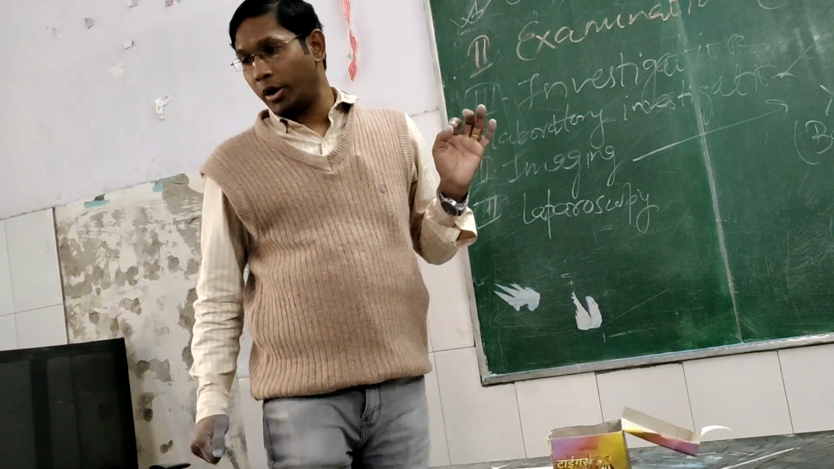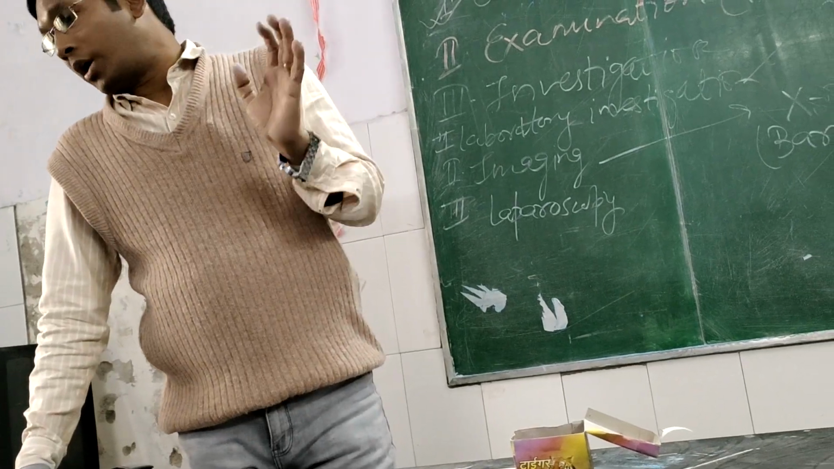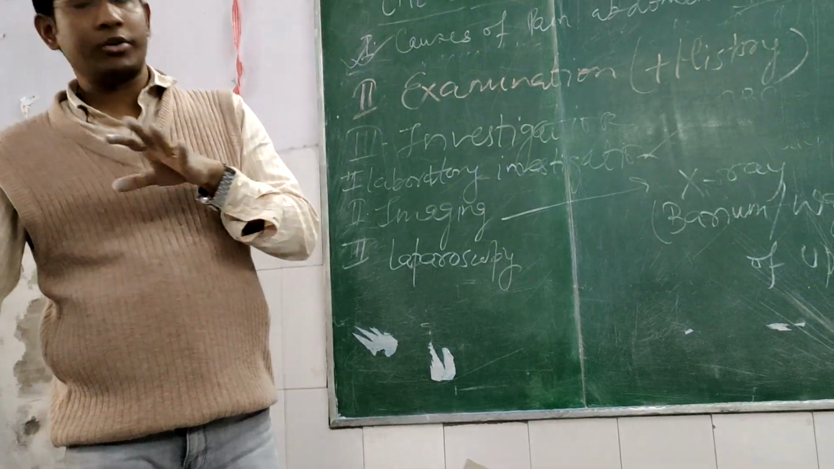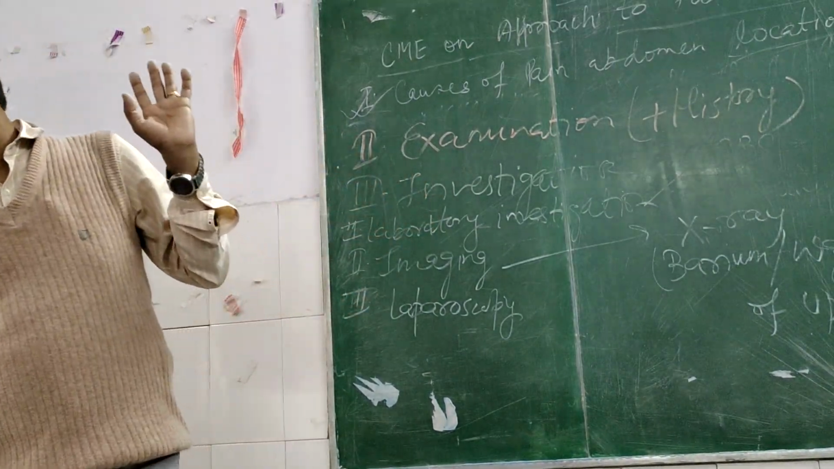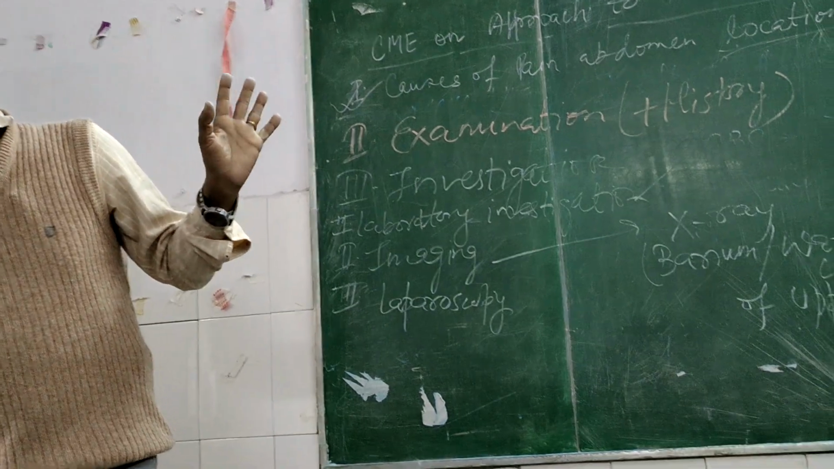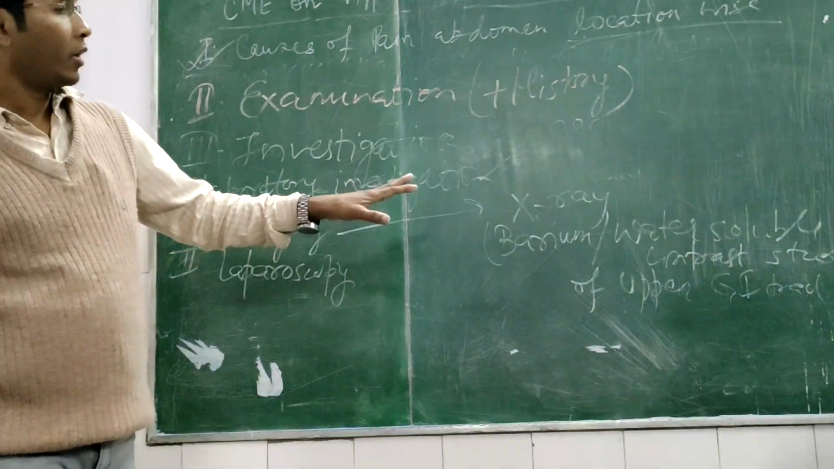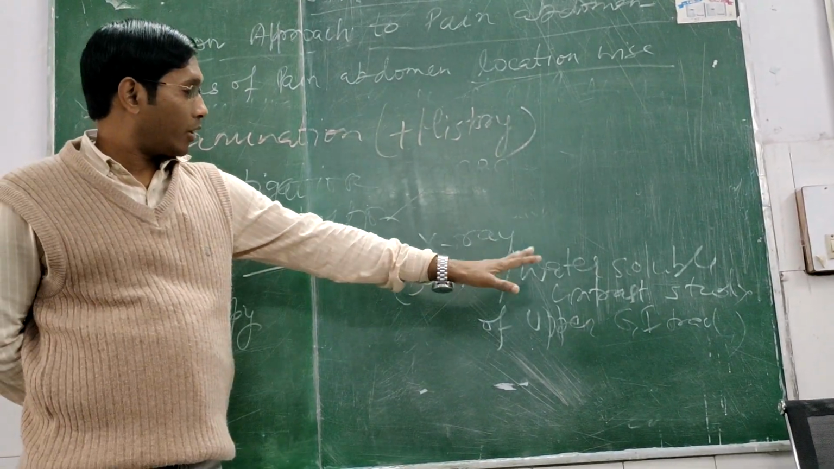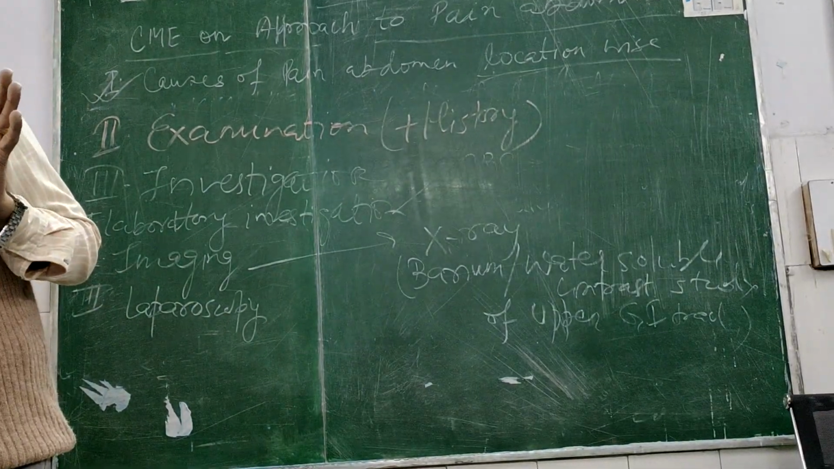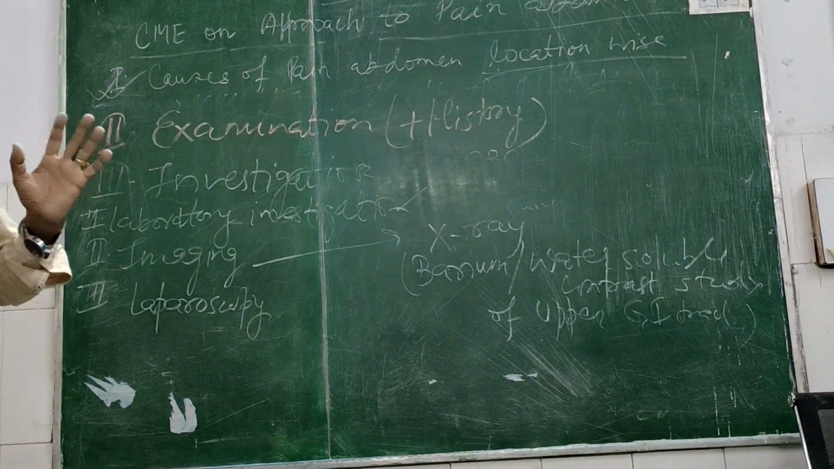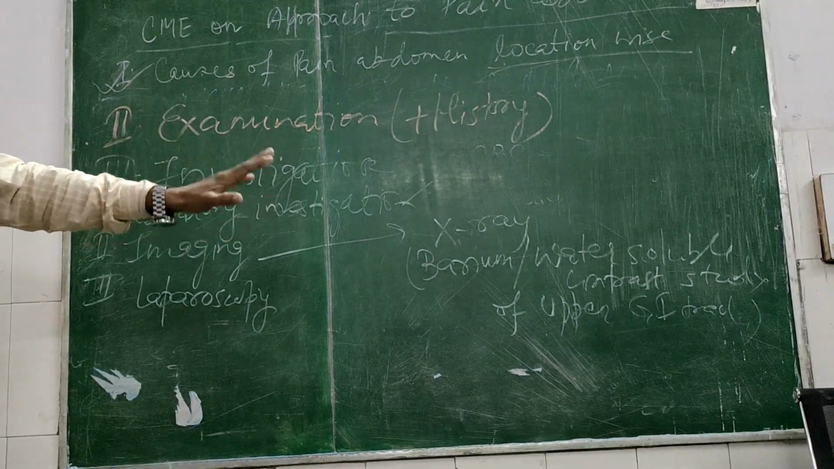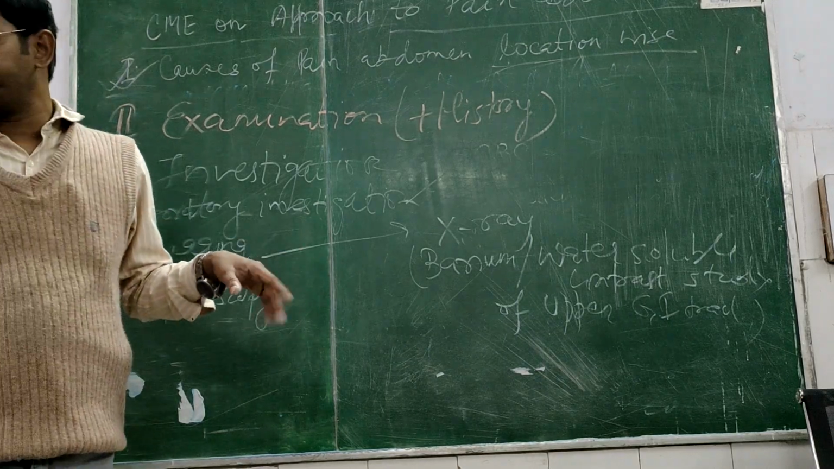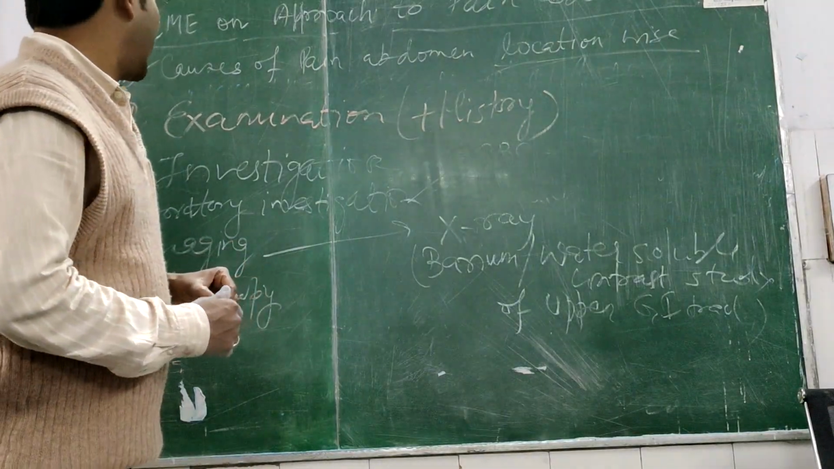In case of colonic obstruction, we do contrast enema. And in case of colonic perforation, no contrast study is done at all. So, in case of bowel obstruction, we can do barium or water soluble contrast study. And when we suspect colonic obstruction, then we don't do barium or contrast study. Instead, we do contrast enema. So this is about X-ray.